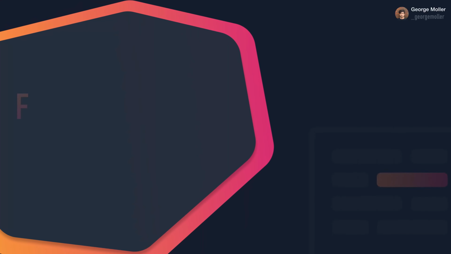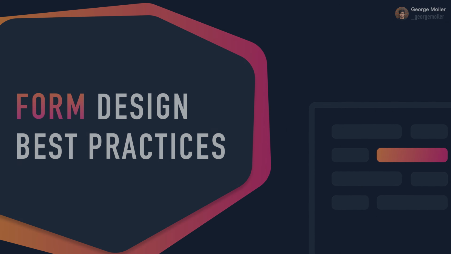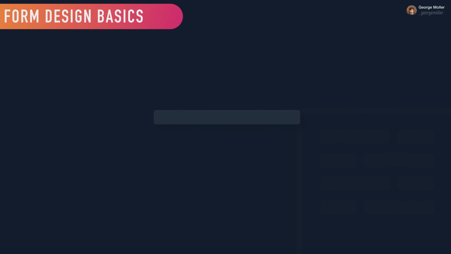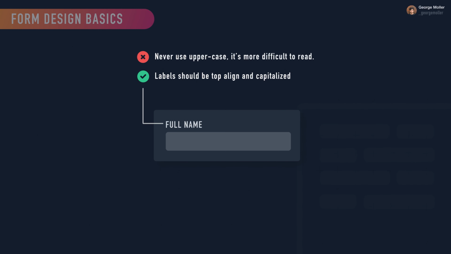How to create great looking, user-friendly forms for the web using some of the best practices out there. So let's get right into it. When it comes to form labels, these should most of the time be top aligned and capitalized. Never use full uppercase letters, as this makes labels harder to read.